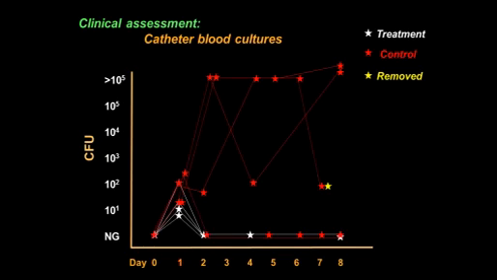Compare this then to the catheter blood cultures in the control group. And as you can see, we went from a 10 to the 2, remember this was 10 to the third per mil, we went from an attachment rate of 10 to the 2 almost immediately to a 10 to the 5th, which was maintained over the 8 days. That is an incredible growth of biofilm and shows you the ability of attached bacteria to produce other cells.